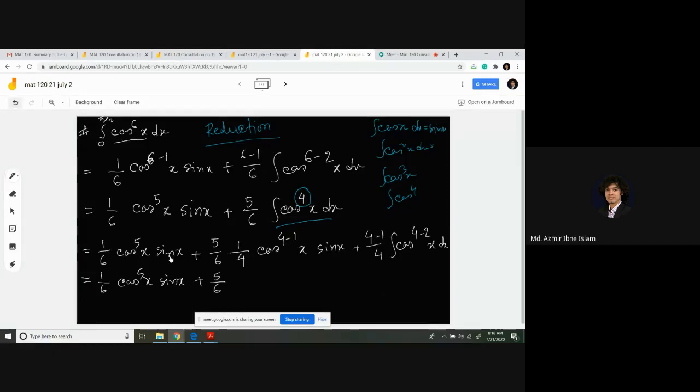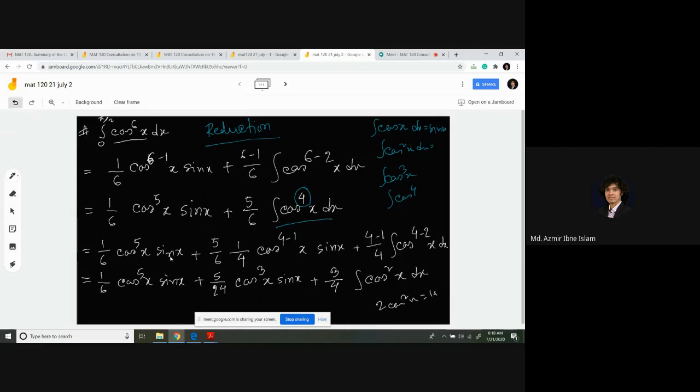That's why today I am going directly to the problem solving part. So the 5/24 cos^(4-1) x is cos^3 x sin x plus... Now we can see that the 4-1 we can write here as 3/4. And now we are getting the integral of cos^2 x dx. For this, we know that 2 cos^2 x is equal to 1 + cos 2x.